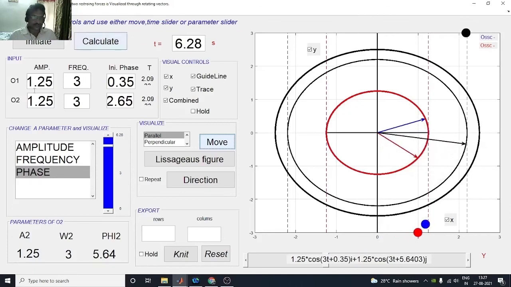So this is a case of equal frequencies. Now what happens if the frequencies are unequal?